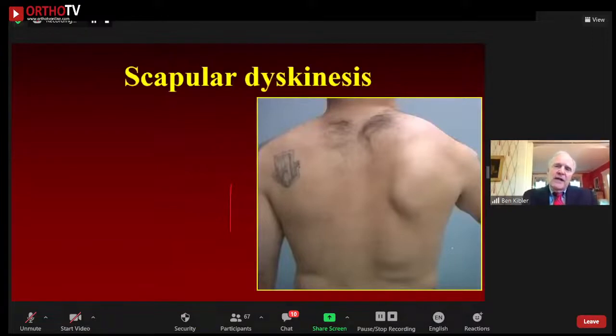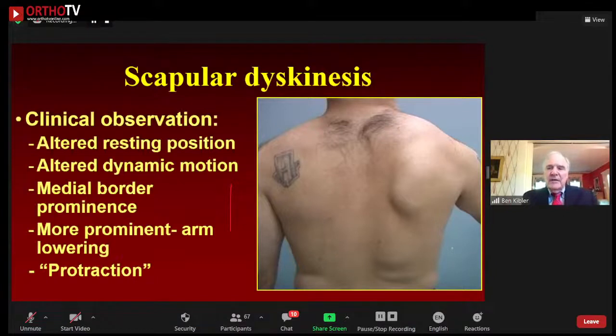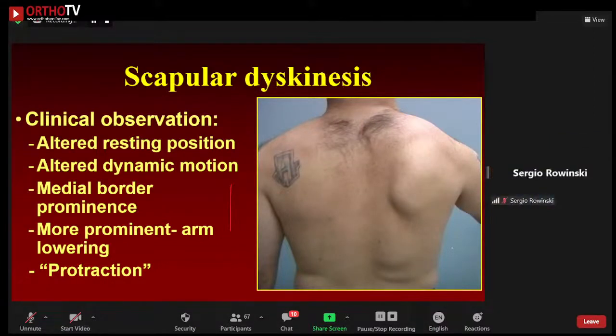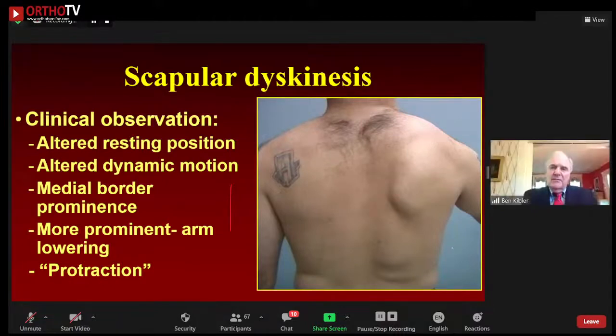Now, alteration of that is called scapular dyskinesis. And this is a clinical observation at this point in time. It's an altered resting position or altered dynamic motion as the arm moves. And the key on this is prominence of the medial border of the scapula so that you can actually visually see this. We call this protraction, and it's more commonly seen as the arm is brought down from the overhead position. We'll show some examples of that.